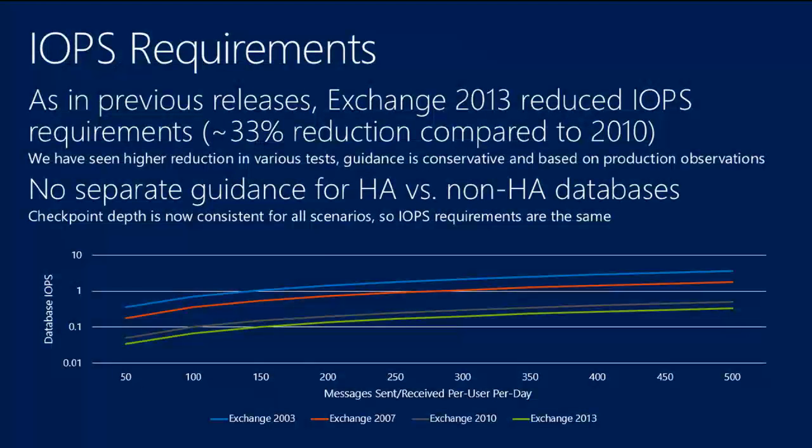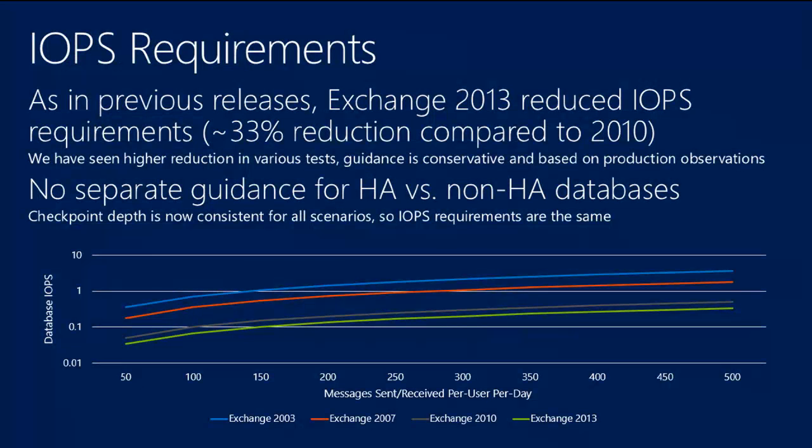I mentioned earlier that sometimes we come out with numbers that are based on lab tests, and then we revise those based on production observations. This is one of those cases. So in lab tests, in very specific scenarios, we see about a 50% reduction in I/O if you compare similar user profiles on Exchange 2010 and Exchange 2013.